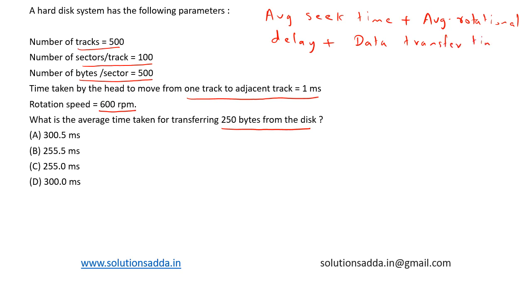It is a parameter of, or the sum of, all these three parameters. Now average seek time. It is given that to move from one track to the next one it takes 1 millisecond.